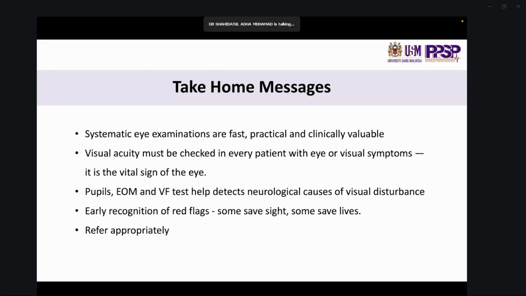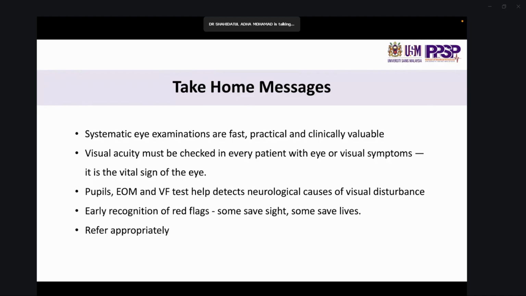All right. So this is the last slide of my presentation. The take-home message from this basic eye examinations lecture is systematic eye examinations. Basically, they are fast, practical, and clinically valuable. Please do it. And visual acuity must be checked in every patient with eye or visual symptoms. Eye symptoms means such as redness or tearing, whereas visual symptoms can be reduced vision, diplopia, floaters, and so on. All right, because visual acuity is the vital sign of the eye.